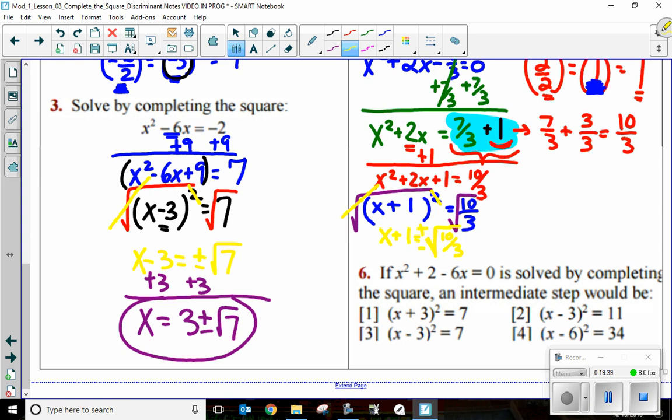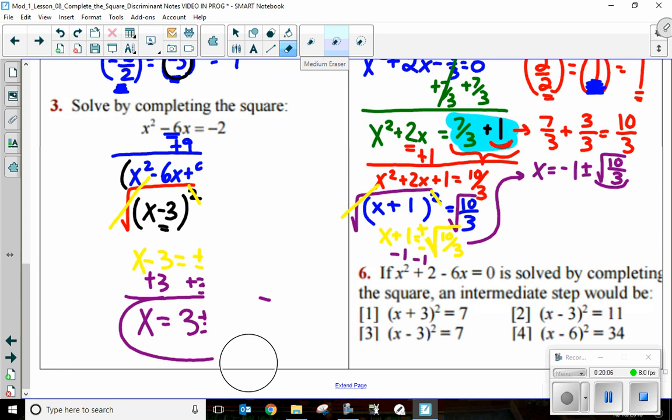And now I've just got to subtract 1 from both sides. Oh, running out of space here. X equals negative 1 plus or minus the square root of 10/3. If they want you to simplify this right here, okay, I'm going to do that right over here off to the side.